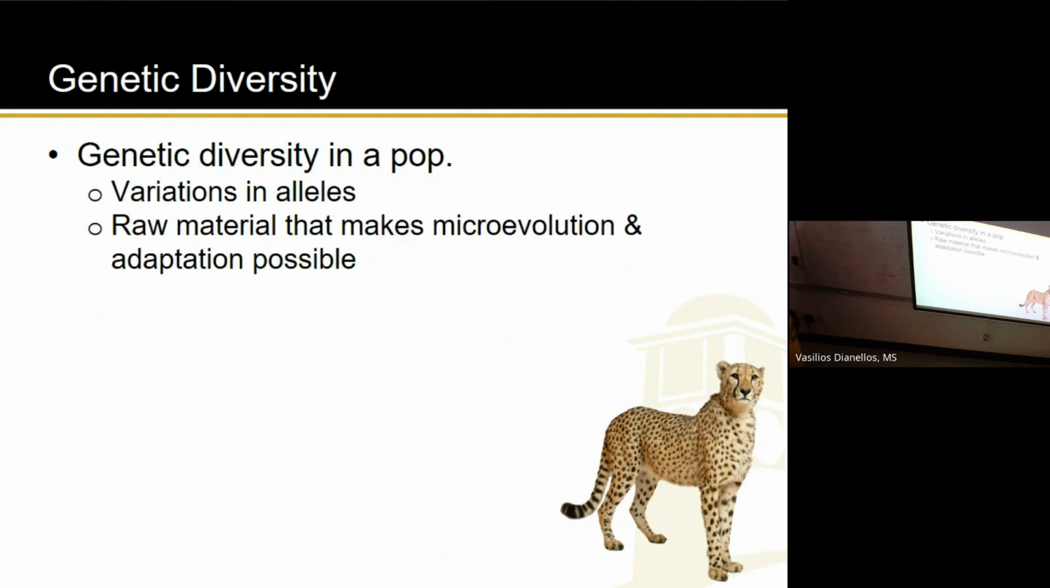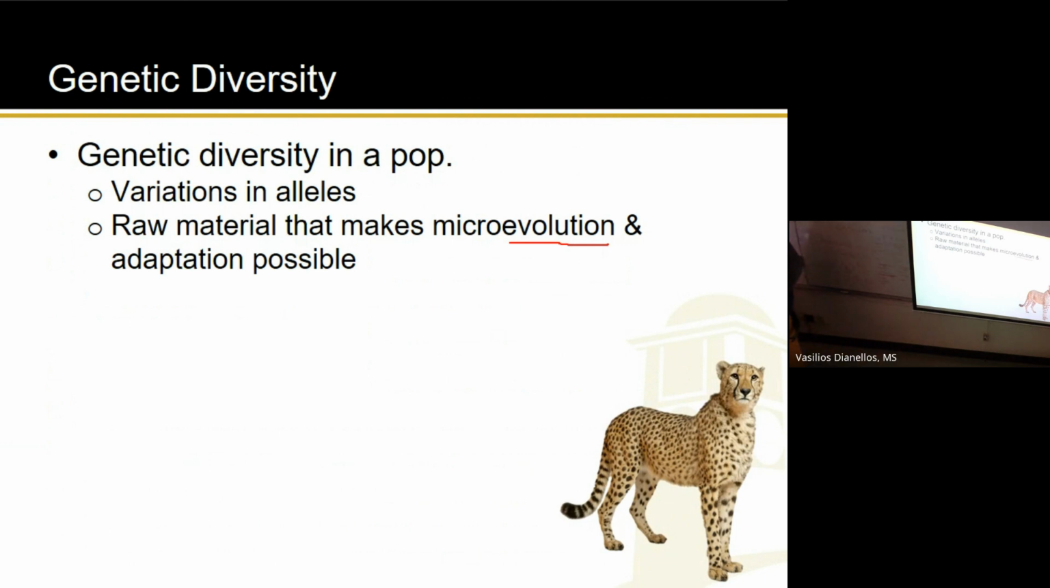So genetic diversity in a population, as you already know, and so obviously you should know it for the exam, is the raw material that makes microevolution and adaptation possible. That's directly from your book. When you think about it, it's really the raw material that makes any evolution possible. Without genetic diversity, there is no evolution. Because this genetic diversity in a population makes some individuals more likely to survive and reproduce than others. And again, that's where evolution comes from.